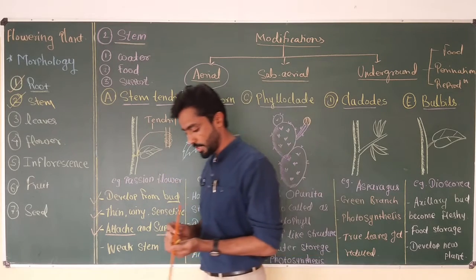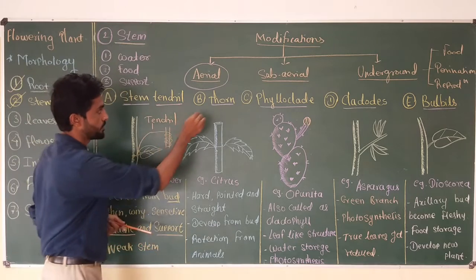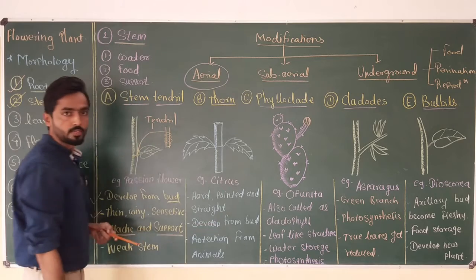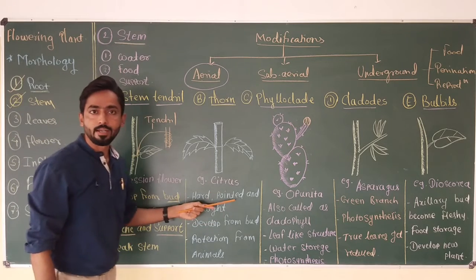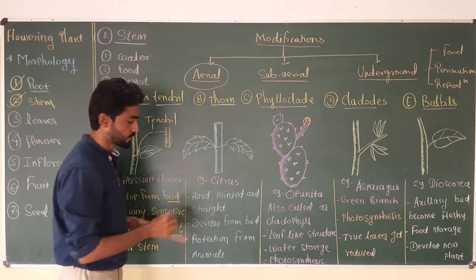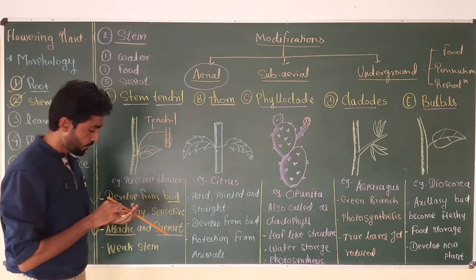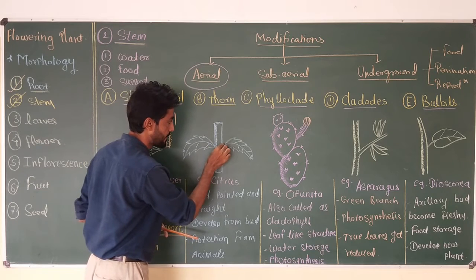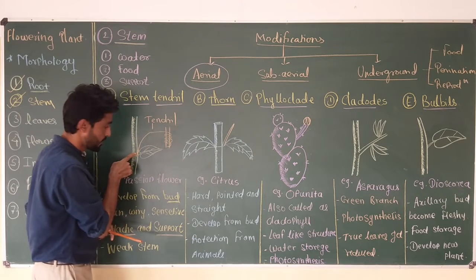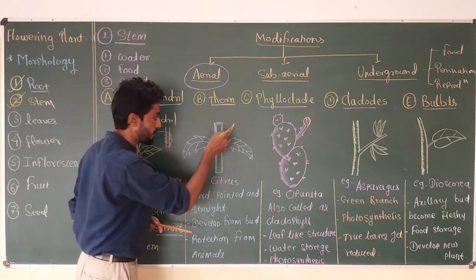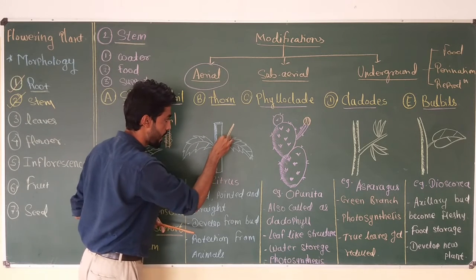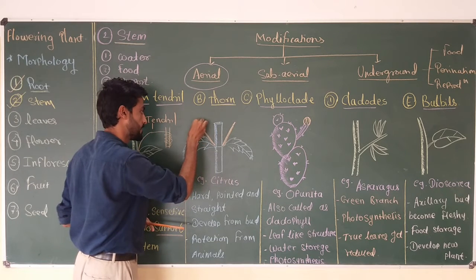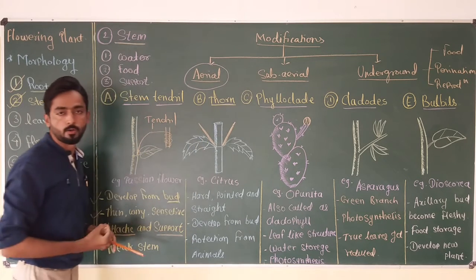The next modification of stem which comes under the aerial class is the thorn. What is a thorn? They are hard, pointed, and usually straight structures. If we want to draw a thorn, we can draw it at a node from the leaf base. The axillary bud, which is present at the leaf base, gets modified into sharp, hard, and usually straight structures, and these structures are called thorns.